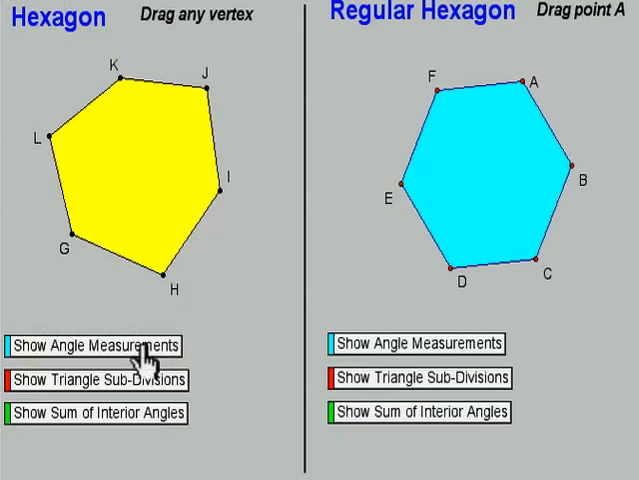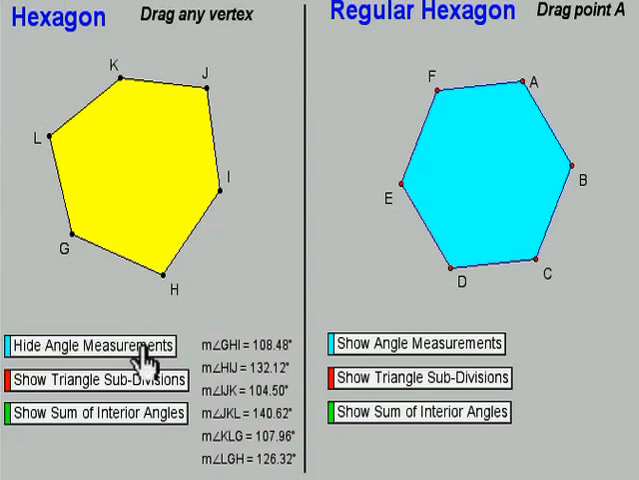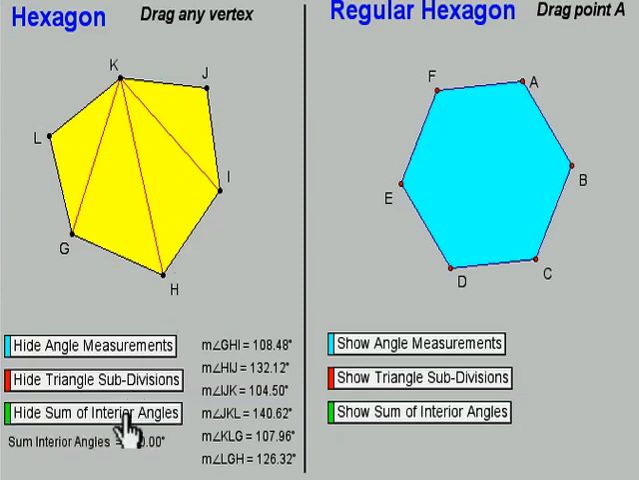If we click on Show Angle Measurements, it'll measure each and every one of the angles at each of the vertices of this hexagon. We can also show the triangle divisions, showing you that for a hexagon there are 1, 2, 3, 4 triangles that are formed inside a hexagon. And we can show the sum of all of the interior angles of that hexagon, which is 720 degrees.